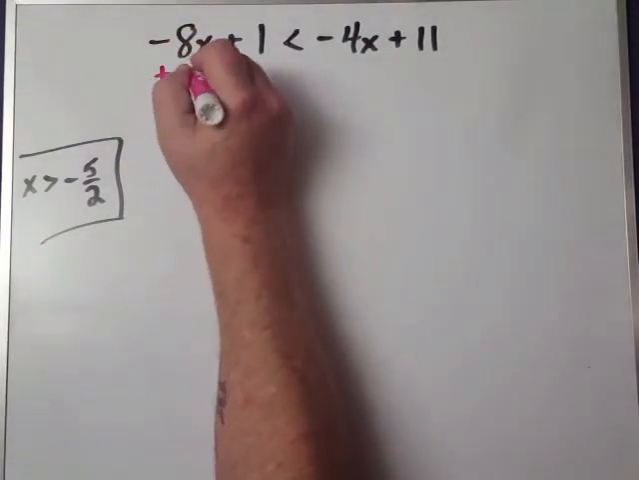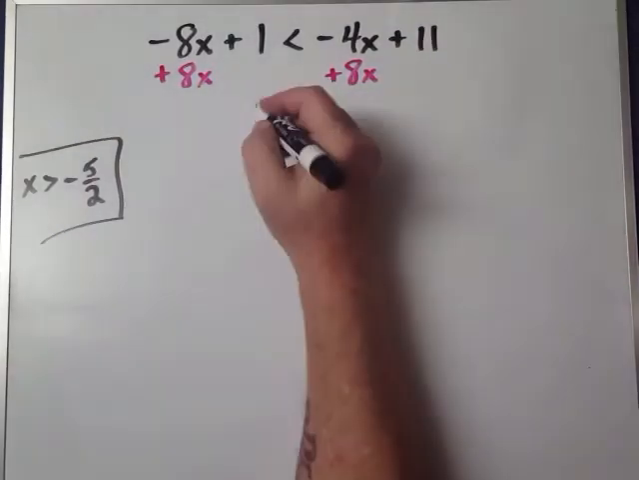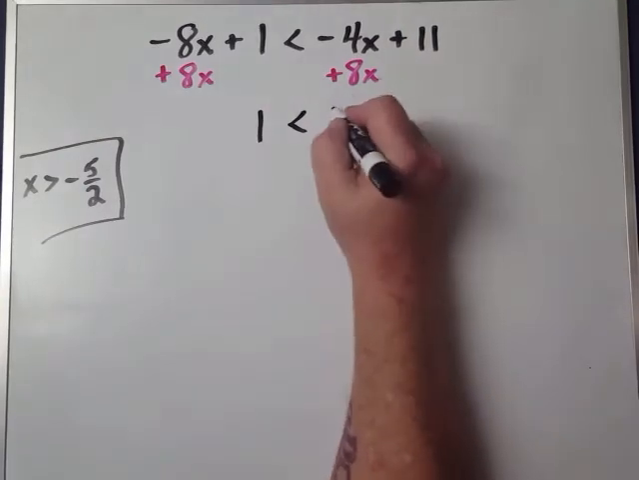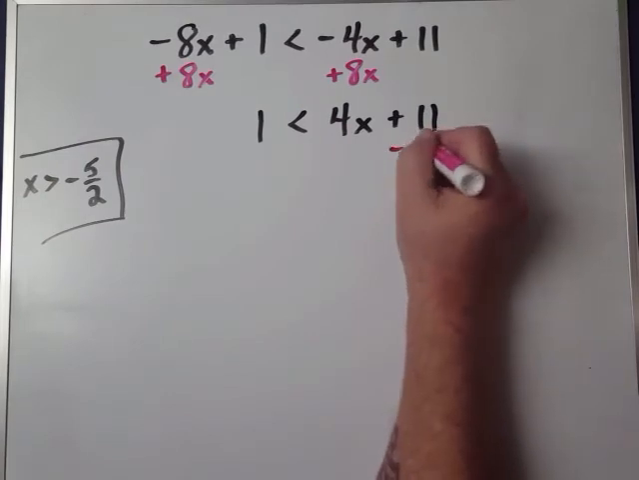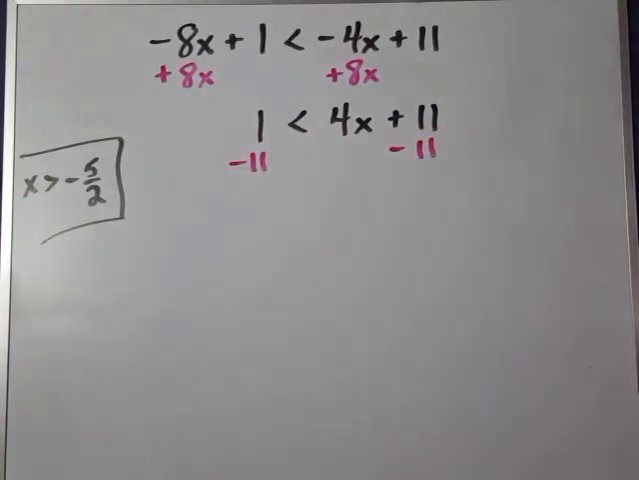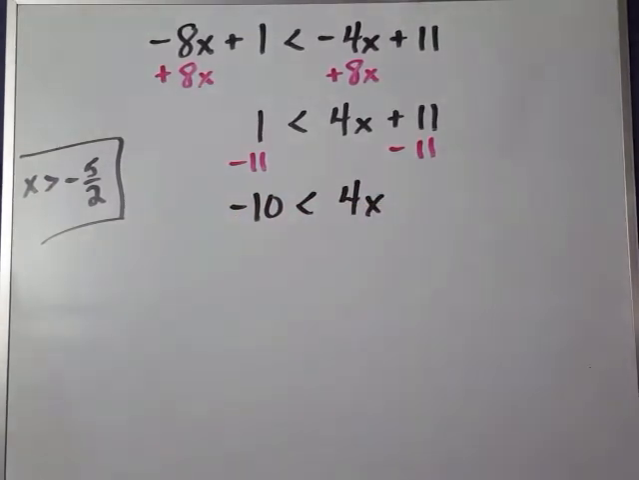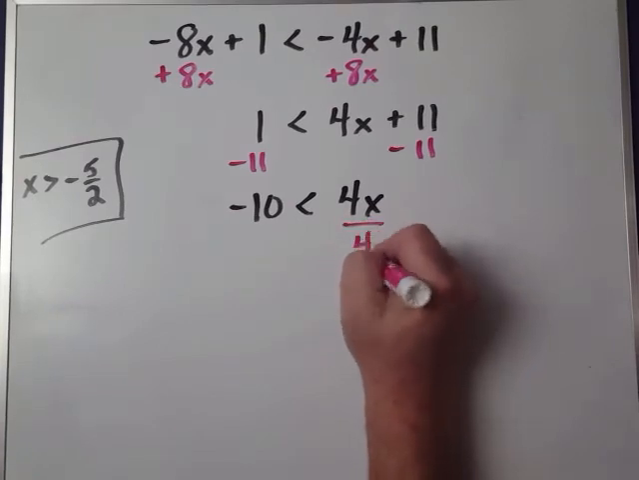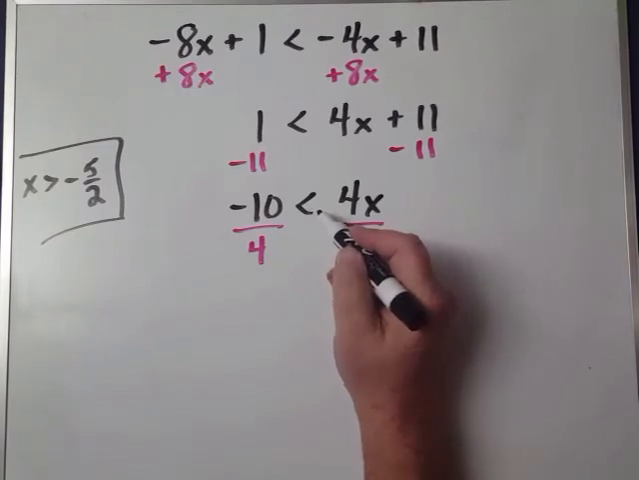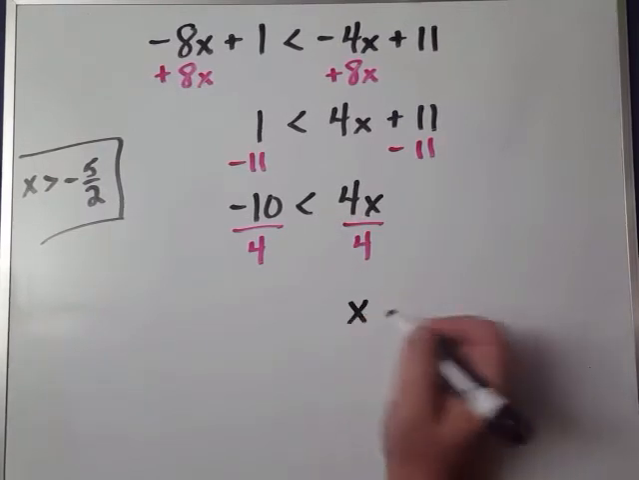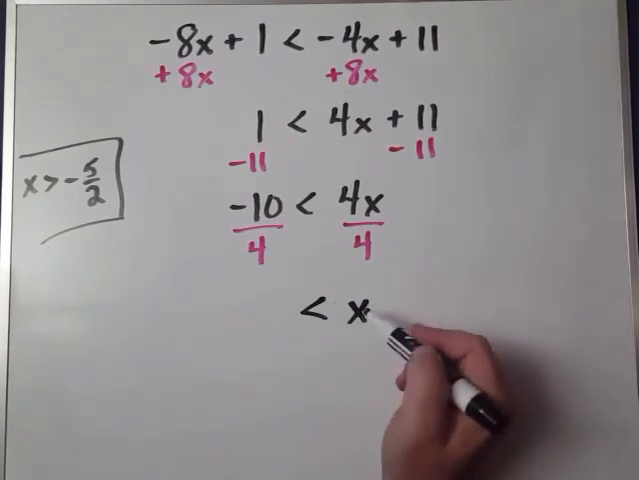Add 8x to both sides. We now have x on one side. Let's get x by itself. Subtract 11 from both sides. -10 is less than 4x. And divide both sides by +4. Now dividing by a positive leaves our inequality symbol alone. So we will have x is greater than. Okay, now did you see what I did?